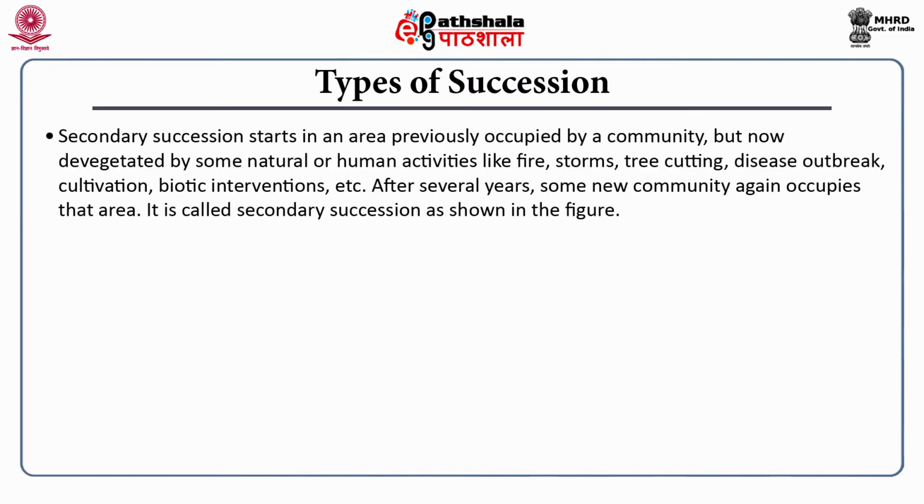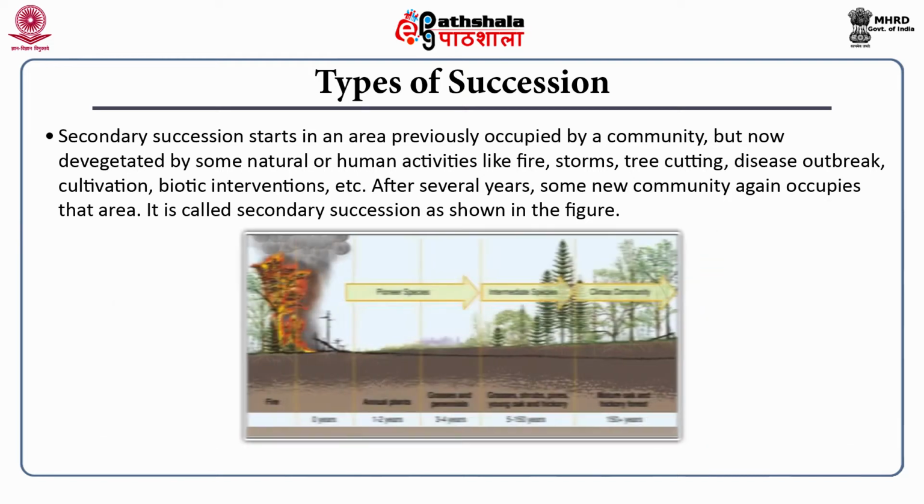Secondary succession. Usually secondary succession starts in an area previously occupied by a community but devegetated by some natural or human activities like fire, storms, tree cutting, disease outbreak, cultivation, biotic interventions, etc. After several years, some new communities again occupy that area, and it is called secondary succession, and the same secondary succession is shown here in this figure.